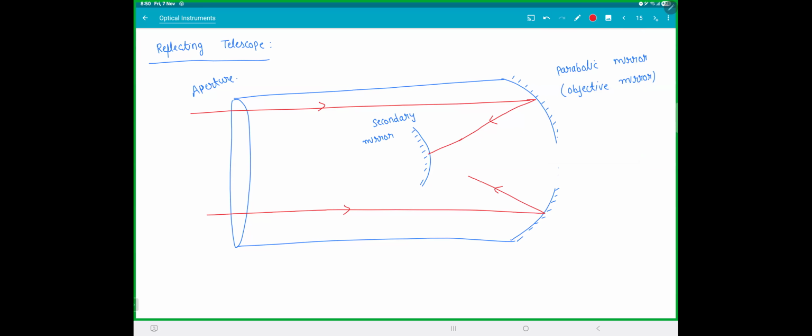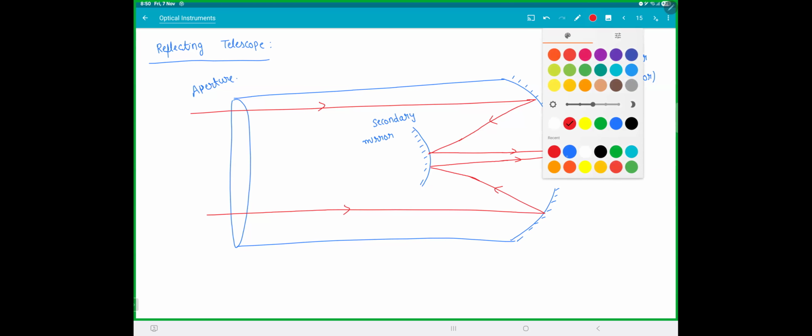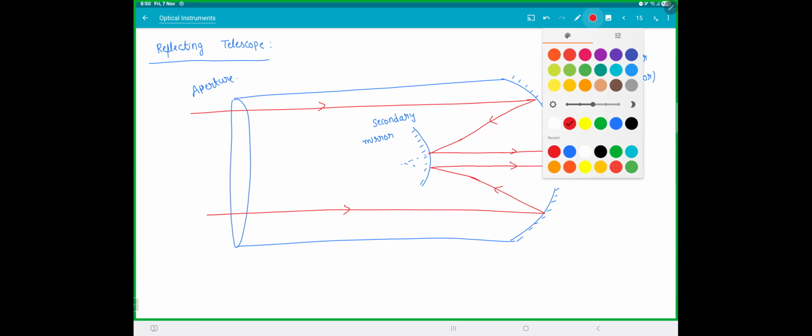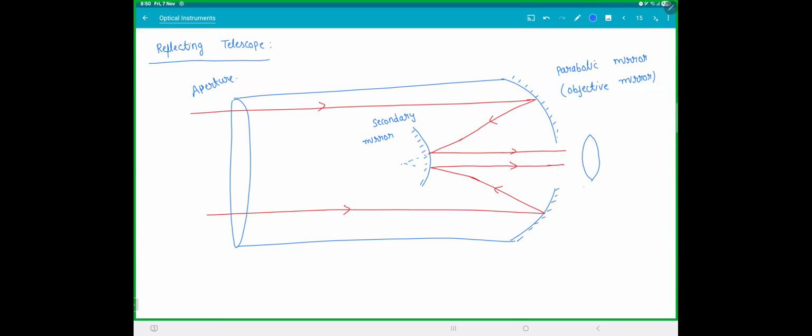So these light rays will hit and then bounce off into this gap. They try to hit at the focus there. They kind of again become parallel. Then we use a lens. This is your eyepiece. They can become parallel, or they'll actually adjust it such that the image forms at the focus so that you can get a normal adjustment.